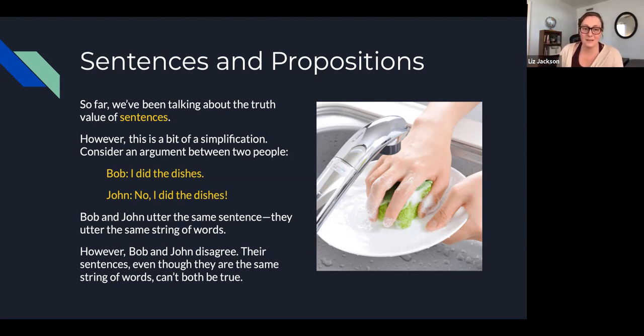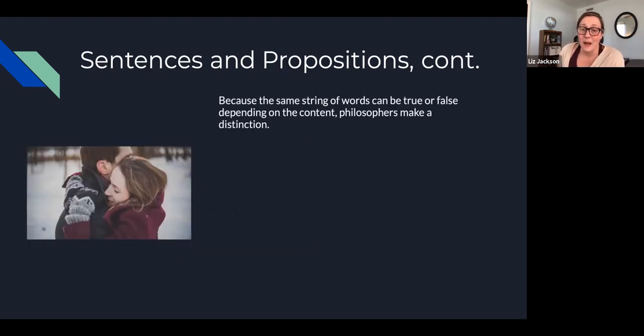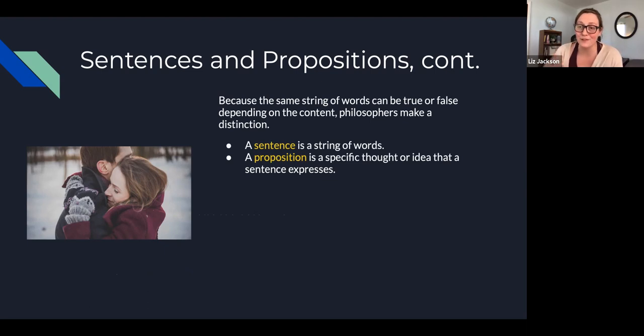So because of this confusion, the fact that you can utter a sentence in one context and it's true, and you can utter the exact same string of words in another context and it's false, philosophers think that when it really comes to the deep nature of truth, it's not just about a sentence. It's not just about a string of words. Instead, it's about a proposition. So the same string of words can be true or false depending on the context. So we make a distinction between a sentence, which is a string of words, and a proposition. A proposition is the thought or the idea that's expressed by a sentence.